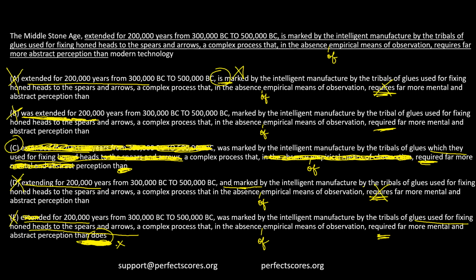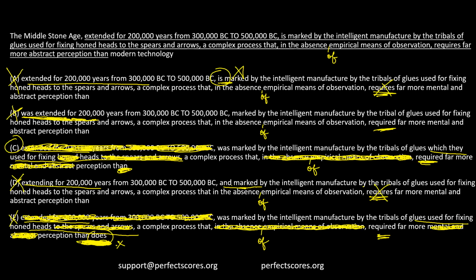Versus E? Okay, so I've reduced E as well. So I already read C. Let's read E once again. So the Middle Stone Age was marked by the intelligent manufacture by the tribals of glues used for fixing heads, a complex process that required far more perception than does.